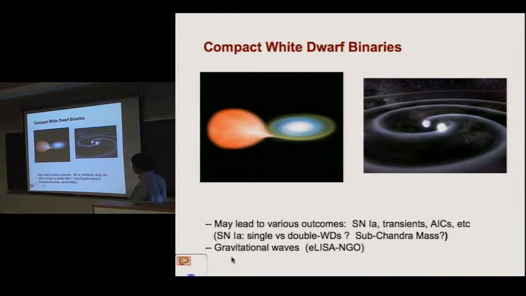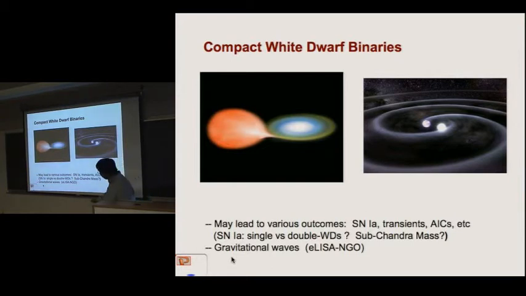Okay? And these systems are interesting because when they merge, they may give rise to many interesting things, such as type 1a supernovae, or other transients. When they merge, if the mass is bigger than the Chandrasekhar limit, you may form a neutron star through the process of AIC, accretion-induced collapse. So that's why these kind of systems are interesting.